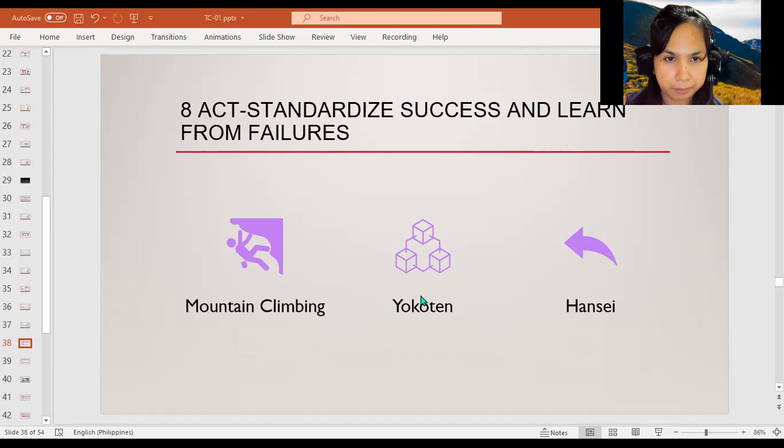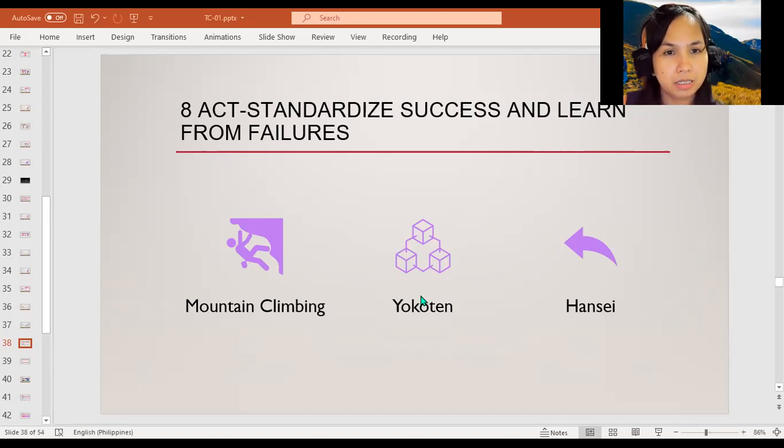Okay, what about yokoten? So you see, once a countermeasure has proven to work, it's critical to share it throughout the organization. But instead of sharing the success vertically, top to bottom, we'll instead work to share ideas horizontally. Okay, this horizontal deploying or copying of ideas that have worked throughout the organization is often referred to as yokoten and is a key aspect of the way companies practicing lean operate.